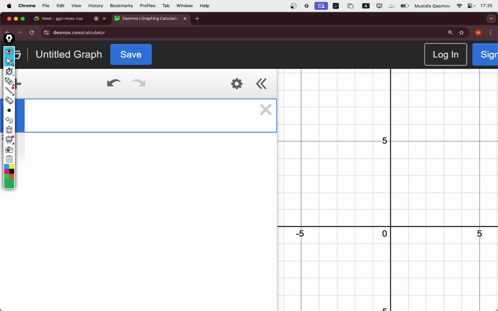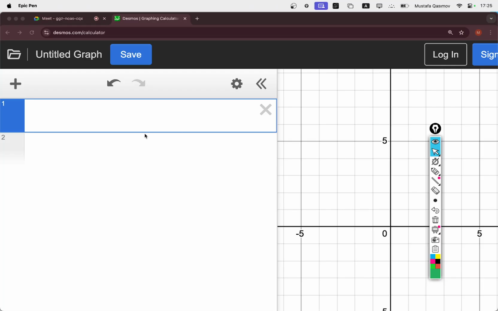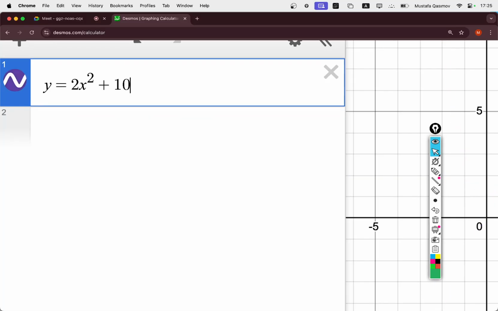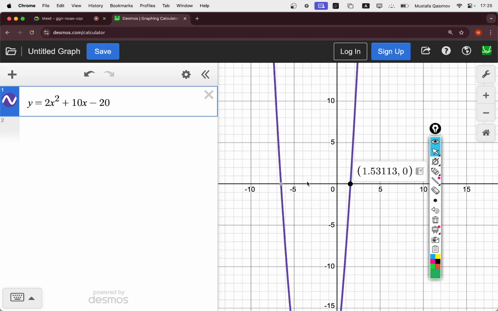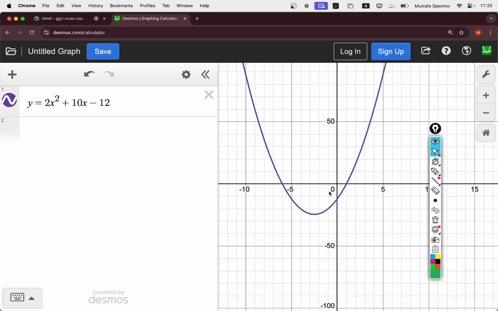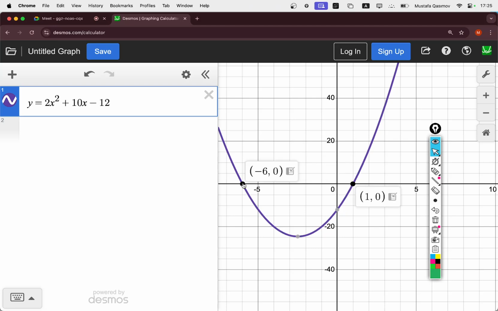I am giving you one example here. Let's say that you have y is equal to 2x squared plus 10x minus 20. Let's make it an integer. Just wait. Let's make it 12. It will probably be an integer. Yes, it's an integer. You can see that here we have 4 points: that one, this one, this one, and this one. All of them are important.